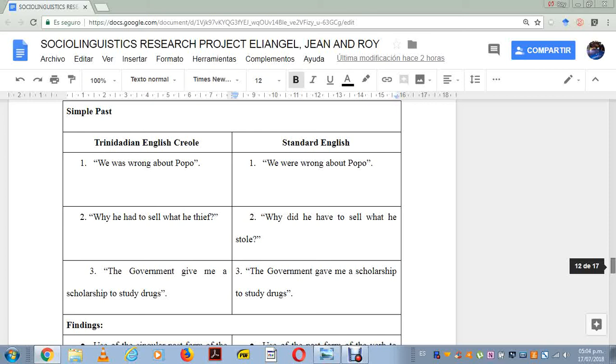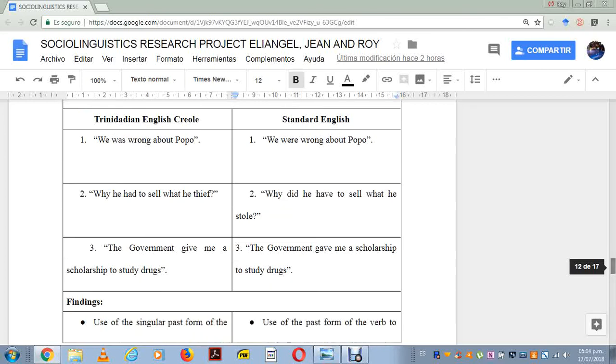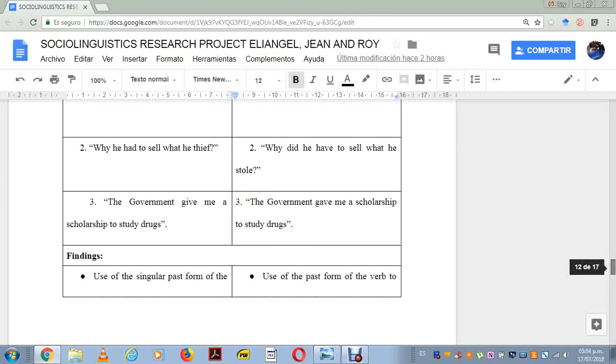So this is a very interesting characteristic of this Creole. And finally, we have "the government gave me a scholarship to study drugs." And the standard version would be "the government gave me a scholarship to study drugs." So we can see that in the Creole version, there is no past form of the verb to give. I mean, as a context, we understand that it took place in the past. While in the standard version, we can see the past form of the verb to give, "gave," to denote a past tense.